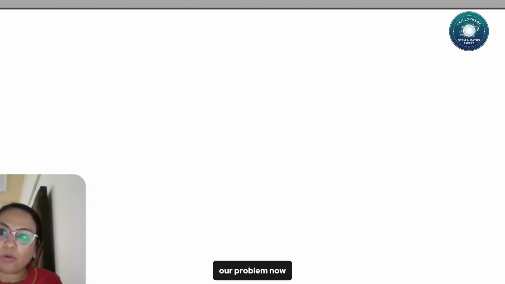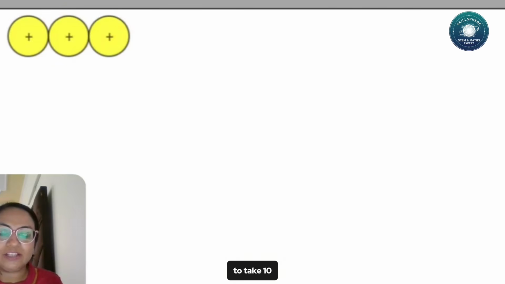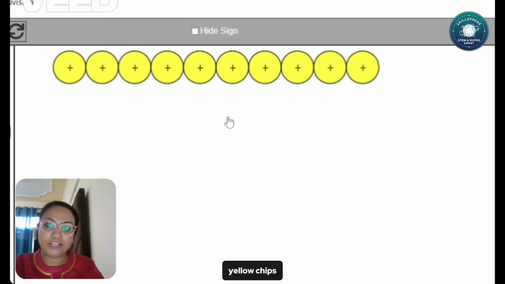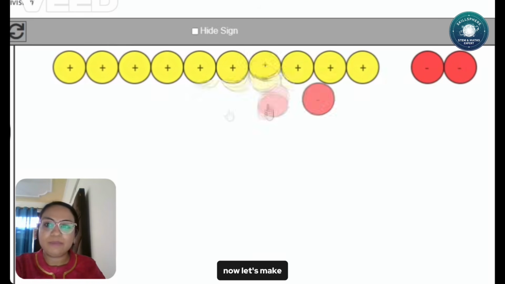Now going to our problem. Riya is at the 10th floor, so we need to take 10 yellow chips. Keep on adding like this, and you'll get the 10 yellow chips. And Arjun is at the basement, that is -3. So put 3 red chips. Now let's make the pairs.